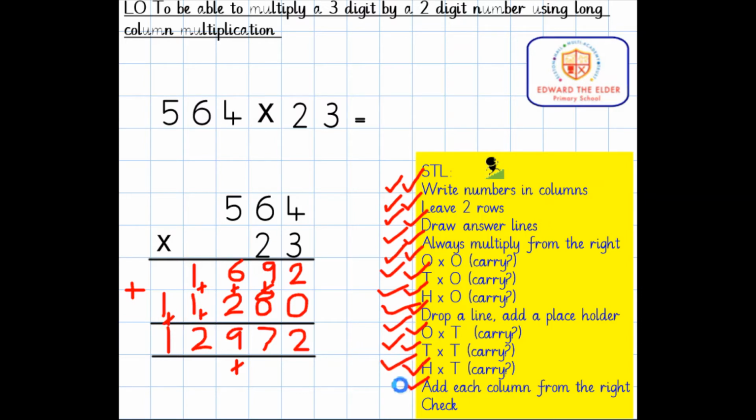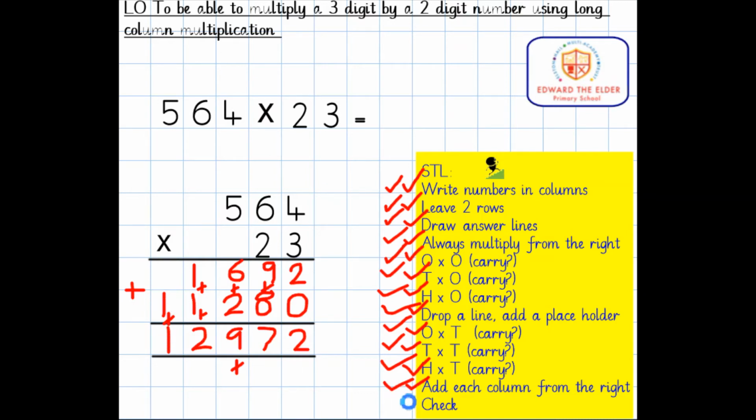And then I added the columns. 2 add 0 is 2. 9 add 8 is 17, so I carry a 1. 6 add 2 is 8. Add the 1 gives me 9. 1 add 1 is 2. And 0 add 1 is 1.